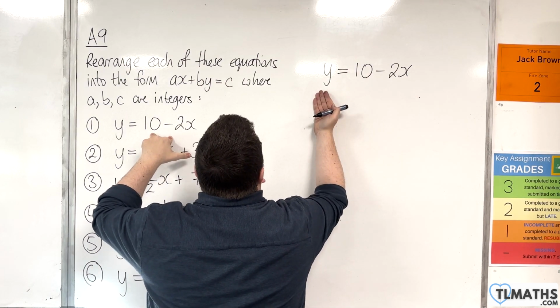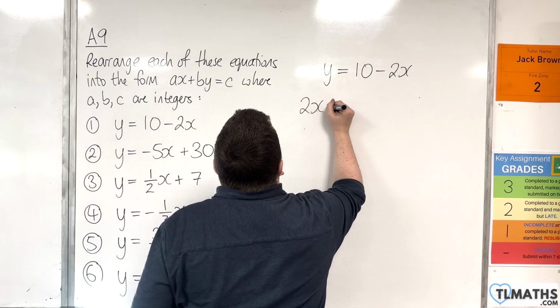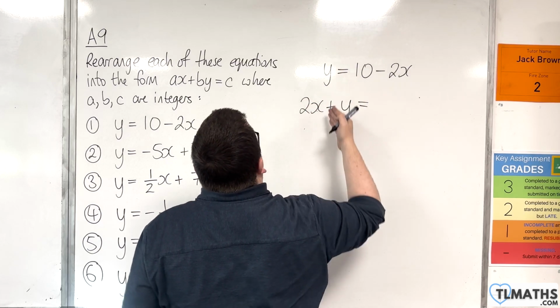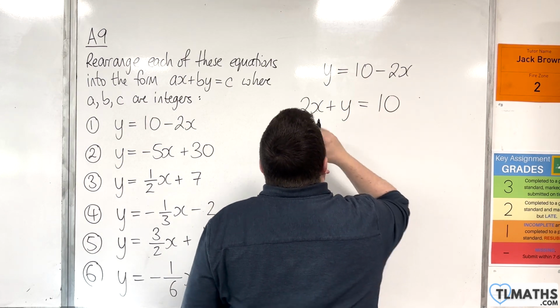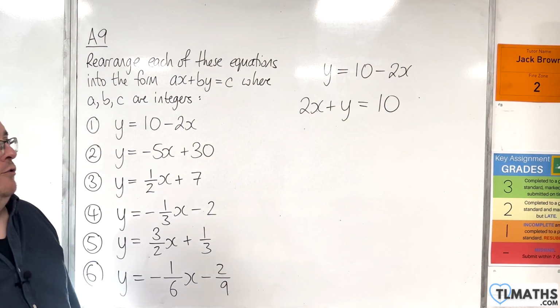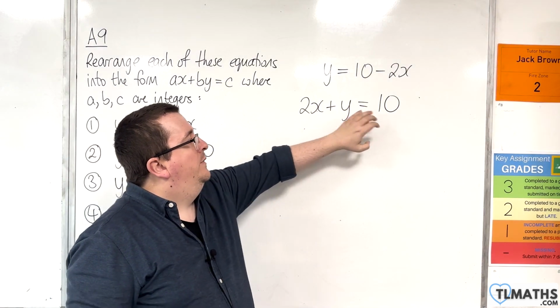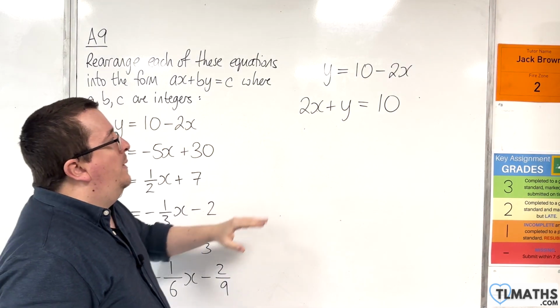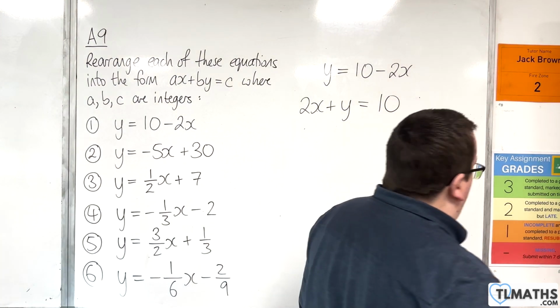all we need to do is make sure the x goes onto the left-hand side. So if we add 2x to both sides, we get 2x plus y on the left-hand side. On the right-hand side, we're just going to be left with 10. And that is in the structural form we want. The a is 2, the b is 1, the c is 10. So a, b and c are all integers. So that's all good. So that's the first one.